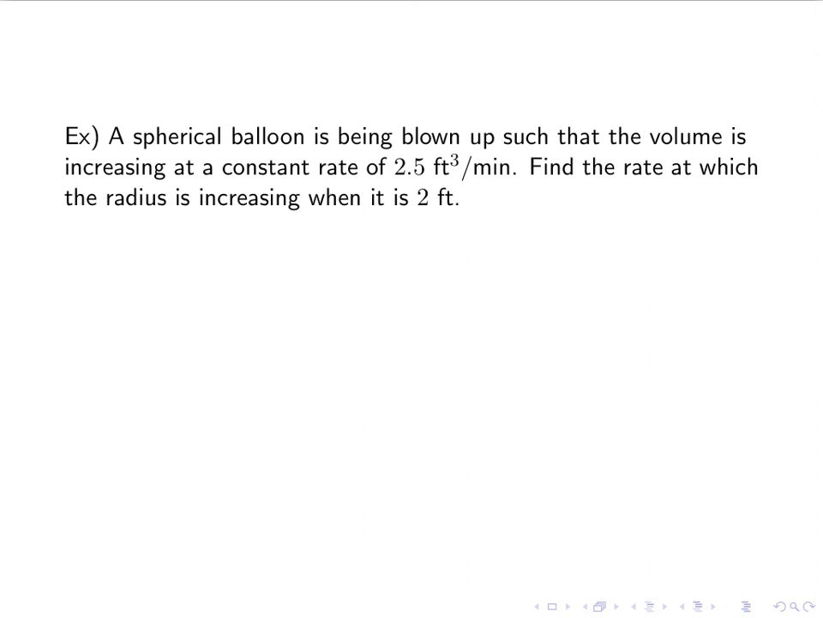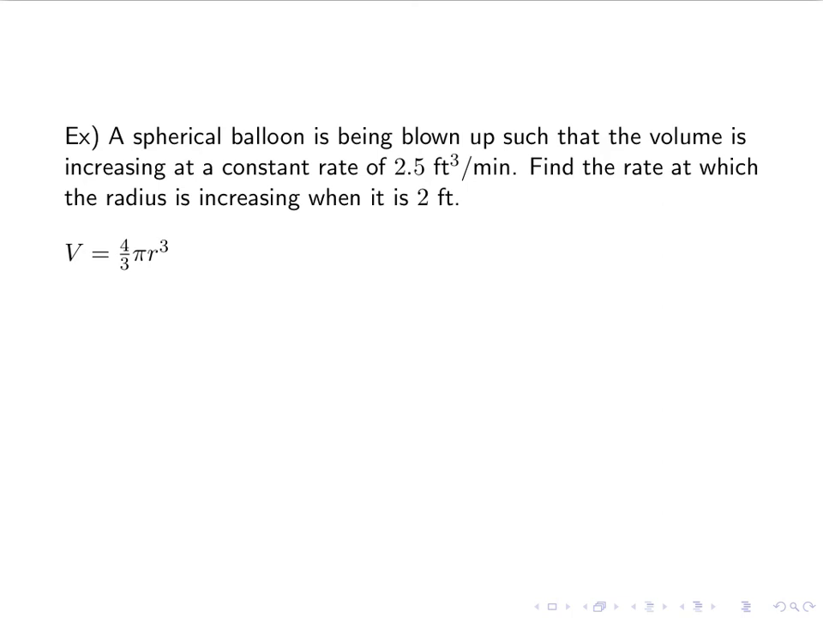So let's try one more. A spherical balloon is being blown up such that the volume is increasing at a constant rate of 2.5 feet cubed per minute. Find the rate at which the radius is increasing when it's 2 feet. So again, we need an equation that relates volume and radius. So you might not remember, but the volume of a sphere is 4/3 pi r cubed.